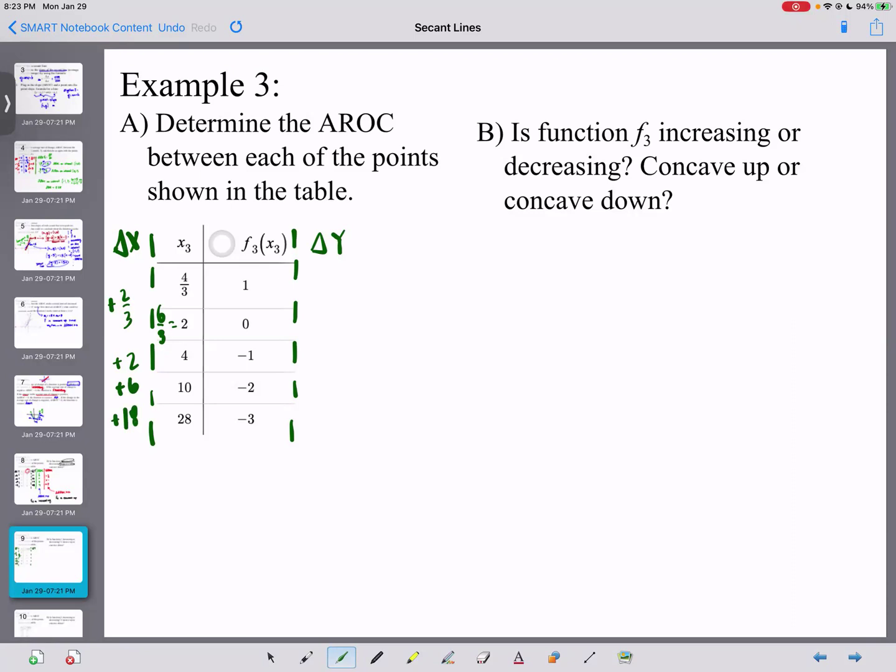Little bonus here, if you're seeing the change of x increase by a factor of 3, it looks like it's getting multiplied by 3 each time. What type of function would this be? Logarithm. You got it, logarithmic. This is logarithmic. That's a little bonus there.